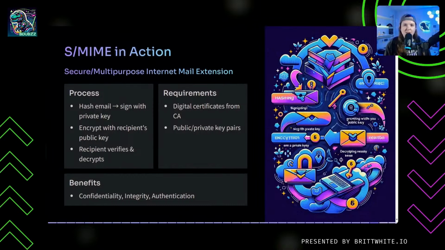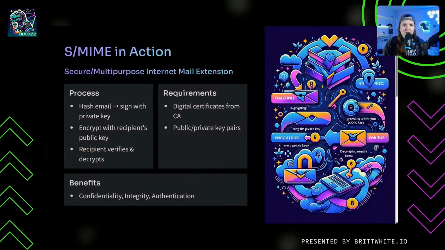Here's the process. You hash your email and encrypt the hash with your private key. That's your digital signature. Then you grab the recipient's public key from their certificate and you encrypt the whole thing. Only they can unlock it with their private key. They get it, verify your signature with your public key, and then decrypt it with their private key. It's done and it's secure and legitimate. Now, there's some requirements here. You both need certificates from a CA, like cryptography passports.